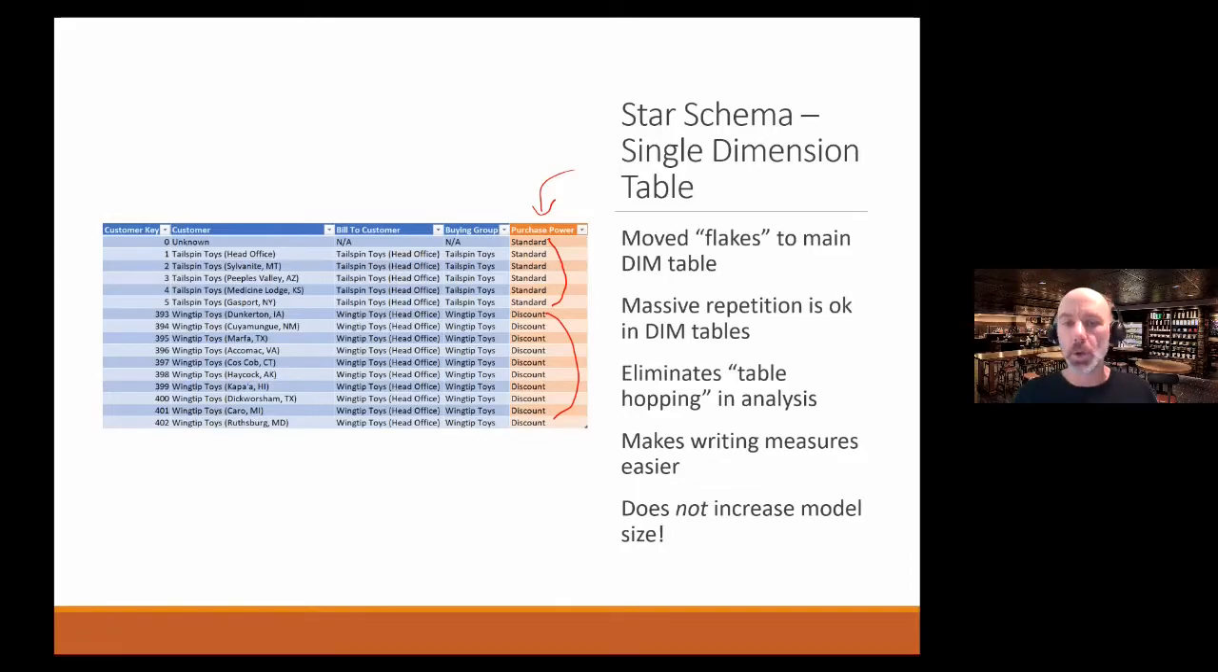That massive repetition is okay because the VertiPaq engine in Power BI doesn't store the table like this. It stores it in a columnar format, so it actually breaks the table up into, it would be 5 different kind of mini tables that are grouped together. So you look at them as tables, and then it starts compressing the data. And it would only store, without getting too much into details, standard one time, and it would say it applies to rows 1 through 5. Then it would only store discount one time, and it applies to these rows.